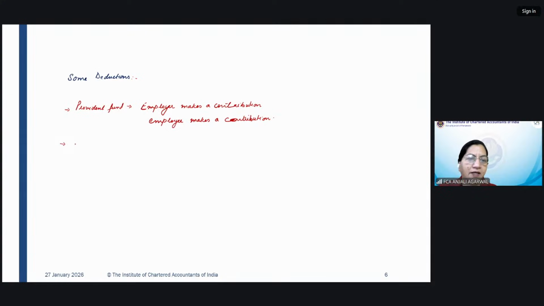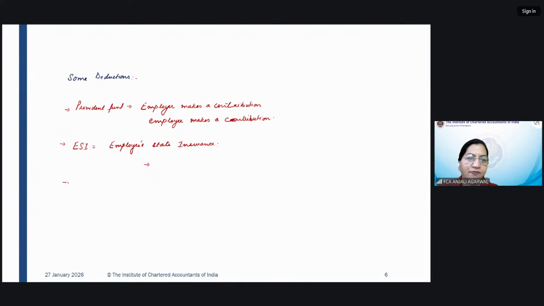Similarly, there is ESI, which is Employee State Insurance. So that the workers may not suffer from some untimely death or accident during the work period. The insurance is taken for the workers, maybe as a group, maybe individual. So for this also, some part can be deducted.